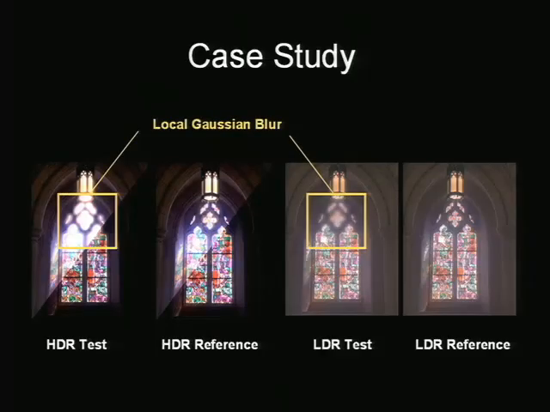Okay. So now I'm going to compare our metric to previous approaches, namely two previous metrics, SSIM and HDR-VDP, which are well-cited, well-known quality metrics. And to do that, I'm going to use the following test set. First, an HDR reference, then a low dynamic range reference that is generated by compressing the contrast of the HDR reference, and then two test images that are generated by adding local Gaussian blur to the reference images.